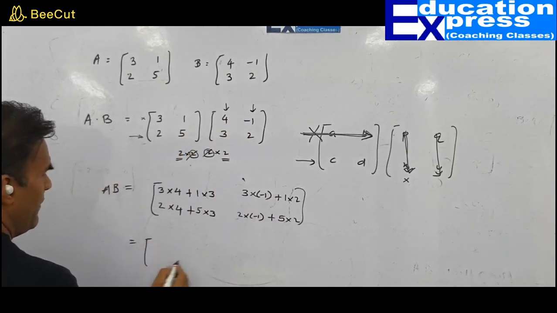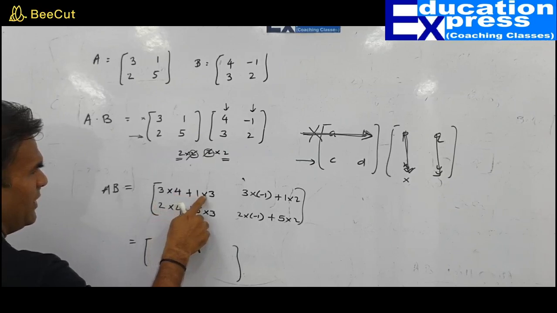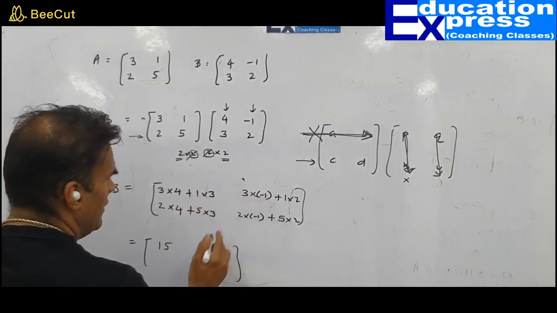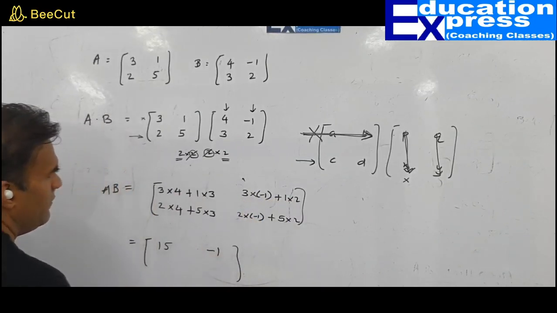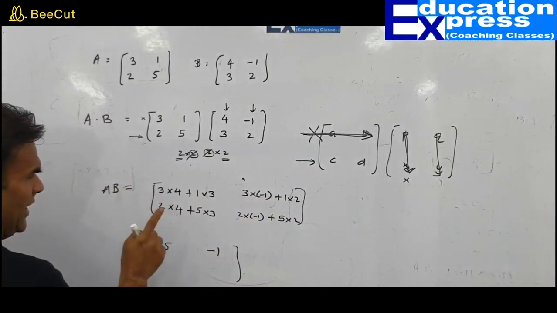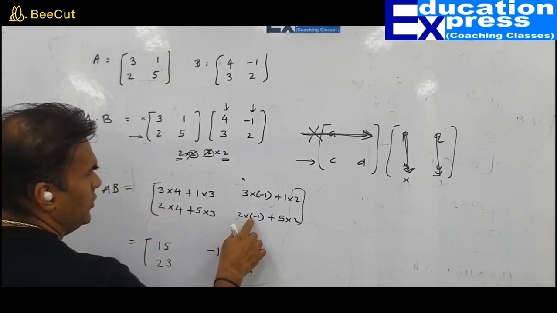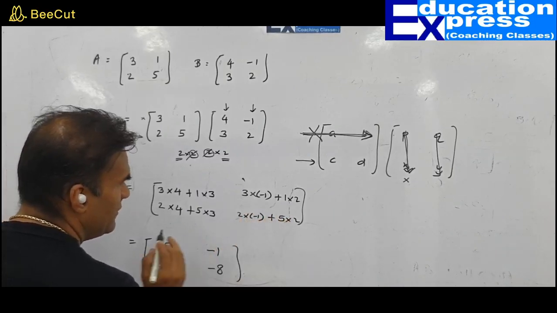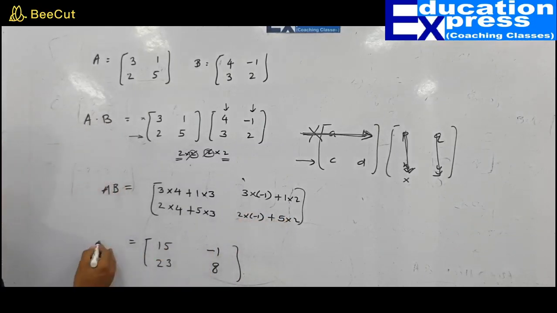What is the result of matrix AB? 3 into 4, 12. 12 plus 3, 15. 3 into minus 1, that is minus 3, plus 2, that is minus 1. 2 into 4, 8. 8 plus 15, 23. 2 into minus 1, minus 2 plus 10. Minus 2 plus 10. So this is my matrix AB.